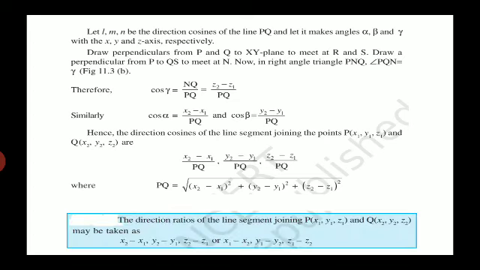Thus we can see direction ratios of a line segment joining points P and Q may be taken as x2 minus x1, y2 minus y1, z2 minus z1, or x1 minus x2, y1 minus y2, z1 minus z2.